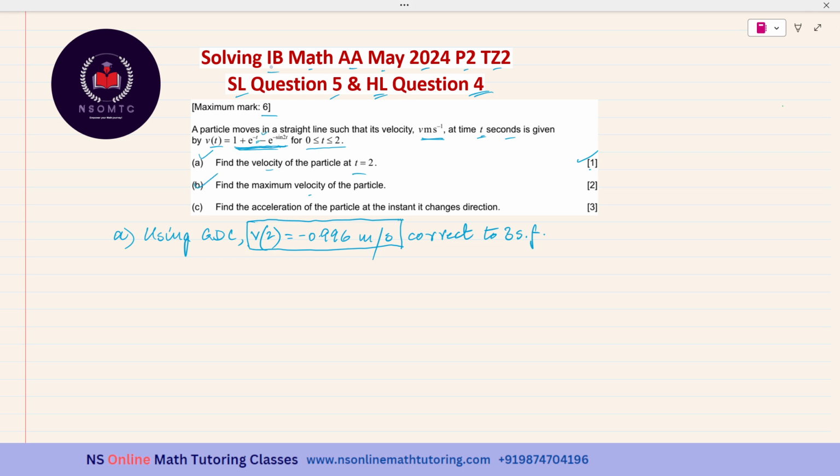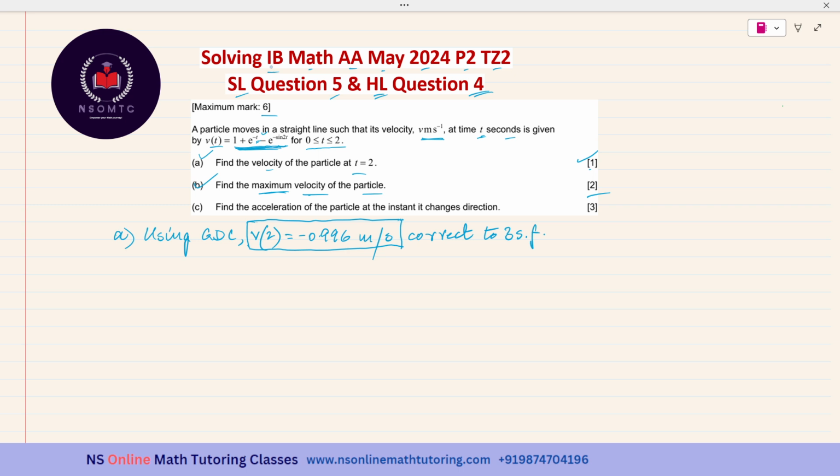Now it is subpart B. Find the maximum velocity of the particle. It is containing 2 marks. One way is to graph this expression. The t should always, of course, be replaced by x because you are graphing this expression and you can get the maximum value. Since the question is containing 2 marks, I suggest you give a rough sketch of the function graph and show the maximum point and give its coordinates. So you are getting the maximum value as your answer. This is one of the ways.